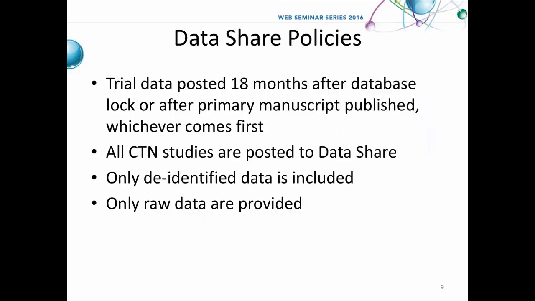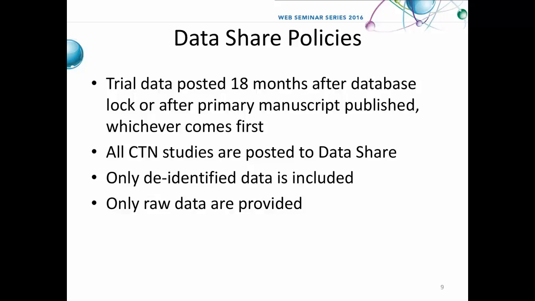Now, it's important to briefly review the data share policies. The trial data for studies is posted 18 months after database lock or after the primary manuscript is published, whichever comes first. All CTN studies are posted to data share, and only de-identified data is included. So that is very important. This is really done in order to protect the rights and the privacy of the participants in our trials and still provide this helpful resource for others.